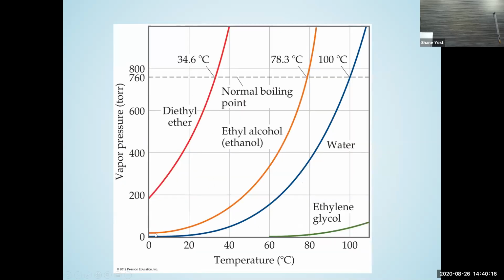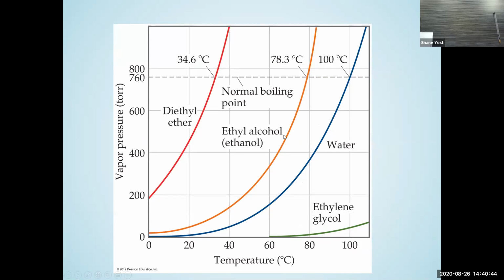And we can see that in this chart here, where we're looking at the vapor pressures of different molecules at different temperatures. You see things like water compared to diethyl ether or ethyl alcohol. The intermolecular forces of water are much stronger than ethyl alcohol. So at a given temperature, say at 40 degrees Celsius, the vapor pressure of water is lower than that of ethyl alcohol.